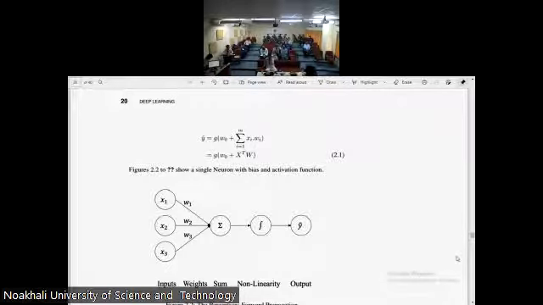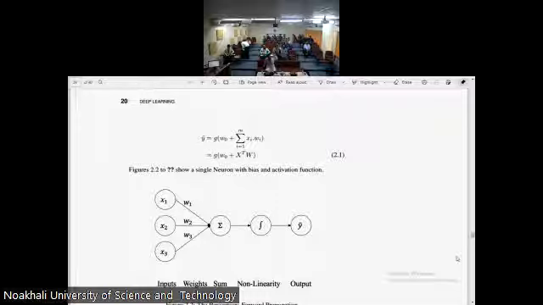You see there is a hat on top of y, and y hat equals a function g, or you can say f, whatever, of omega 0, or w0, plus the summation of i equals 1 to n of xi times wi. This is the weighted sum calculation that goes through a function, either linear or non-linear. Normally we deal with non-linear functions.